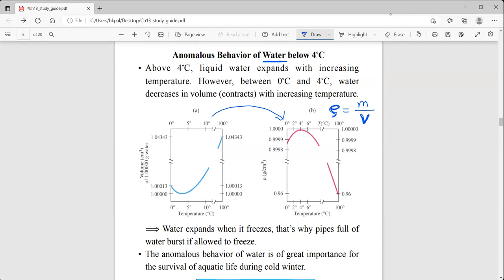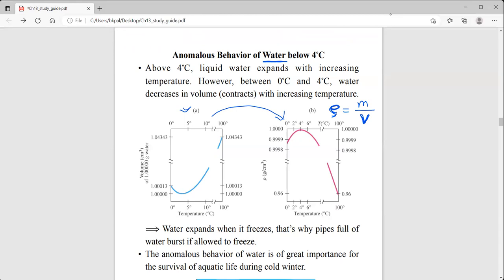So if you draw the same graph, I mean this graph, but now density versus temperature, it will be something like this. Here you see that at 4 degrees Celsius, the density is higher, and it makes sense because at 4 degrees Celsius, the volume is lower. And because the volume is in the denominator in this equation, at 4 degrees Celsius the density is higher. As the temperature is increasing, density is decreasing after 4 degrees Celsius, but between 0 and 4 it behaves oppositely.